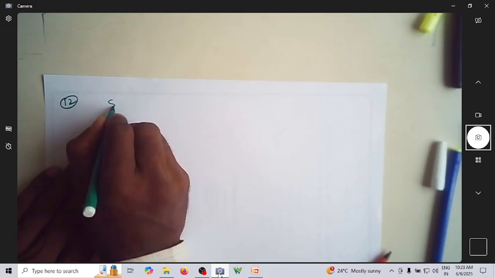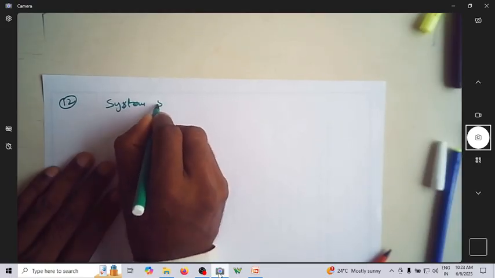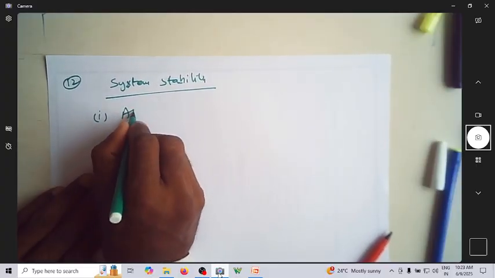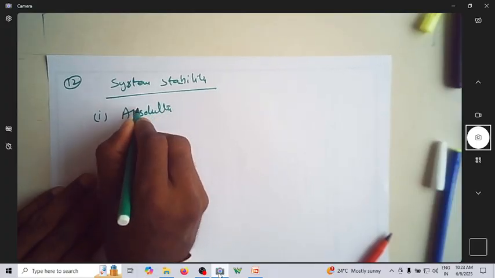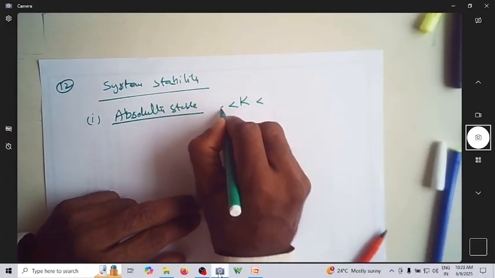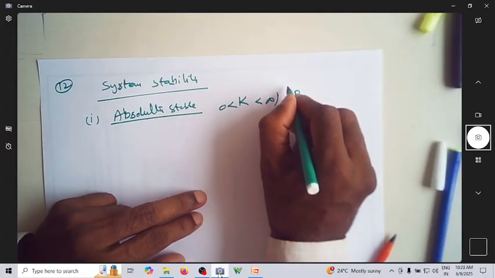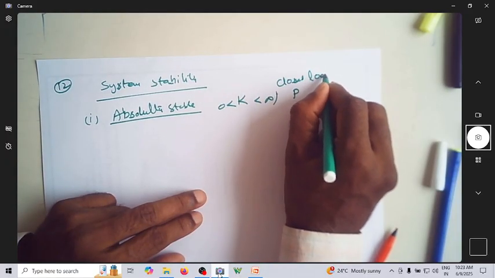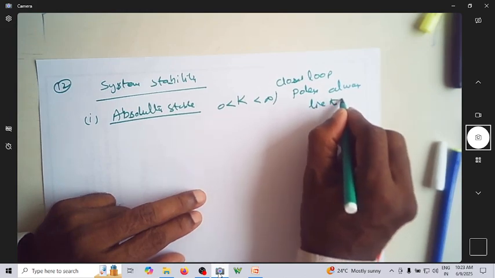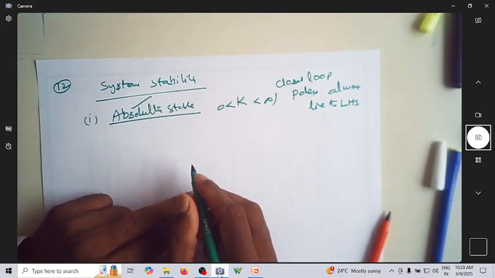So let us see what is an absolutely stable system. So when do we say a system is absolutely stable? For any values of k between 0 and infinity, the closed loop poles always lie to the left hand side of the s-plane. Then you say it's absolutely stable.